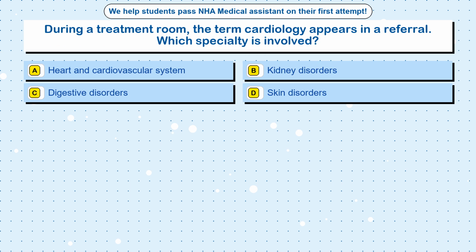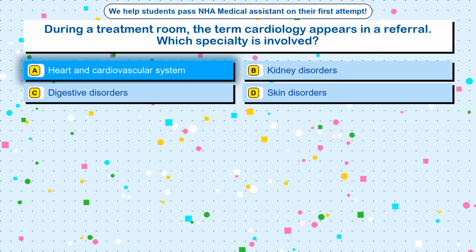Question 22. During a treatment room, the term cardiology appears in a referral. Which specialty is involved? Option A. Heart and cardiovascular system. Option B. Kidney disorders. Option C. Digestive disorders. Option D. Skin disorders. The correct answer is option A.